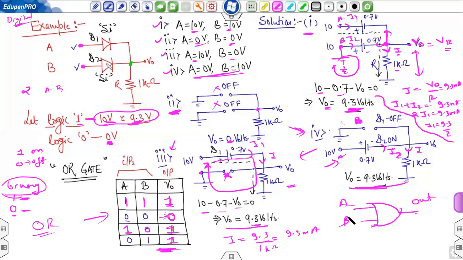So what is inside the symbol? This is one of the possible circuits. You can simply take 2 diodes and 1 resistance. Connect both the diodes with a resistance and ground it. And this is equivalent to an OR gate. So a digital circuit itself is created from basic devices like diode, BJT, CMOS.